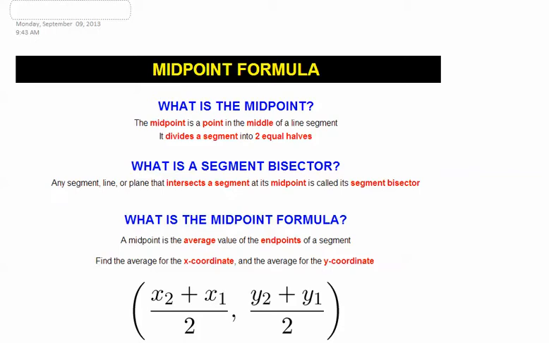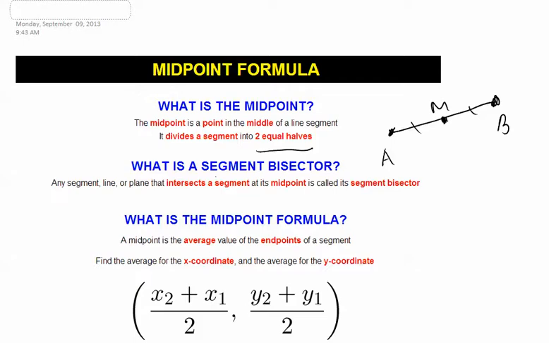Okay, so just looking at something called midpoint. Midpoint is, as it's defined, the middle. So if I look at, let's say, a segment here, I'll call it AB, the middle of that segment, which I'll call M, would cut this in half. And realize here that AM would be congruent to MB. They would be the exact same length. So again, it cuts into two equal halves.